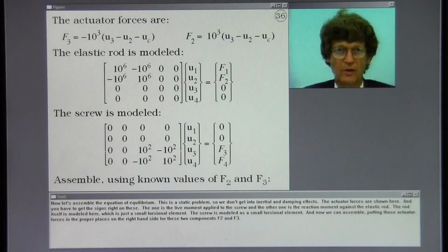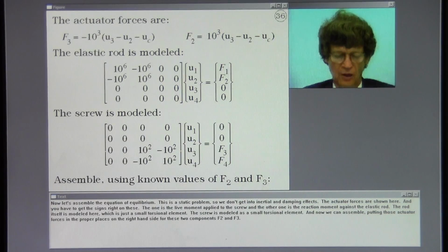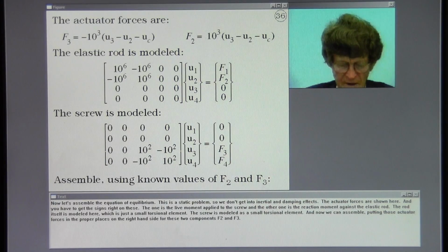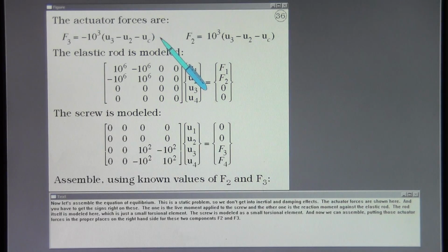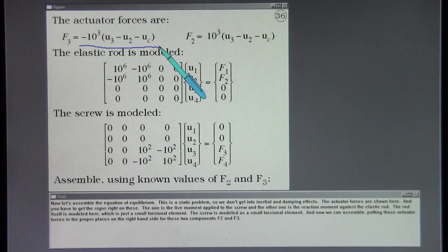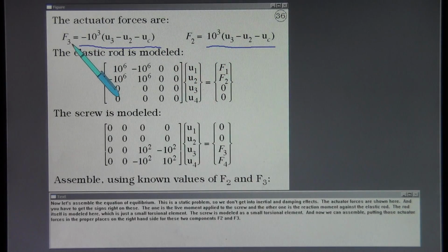Now let's assemble the equation of equilibrium. This is a static problem, so we don't get into inertial and damping effects. The actuator forces are shown here, and you have to get the signs right on these. The one is the live moment applied to the screw, and the other one is the reaction moment against the elastic rod.